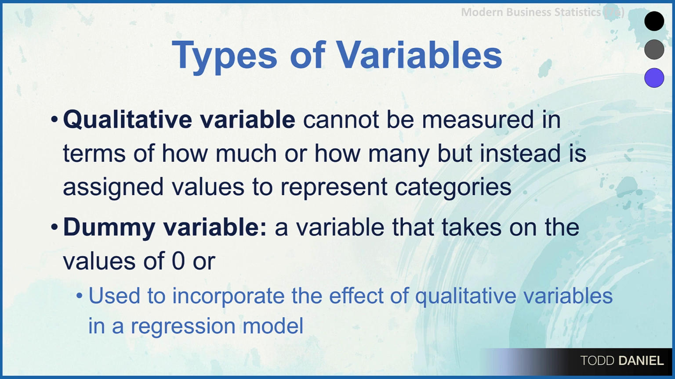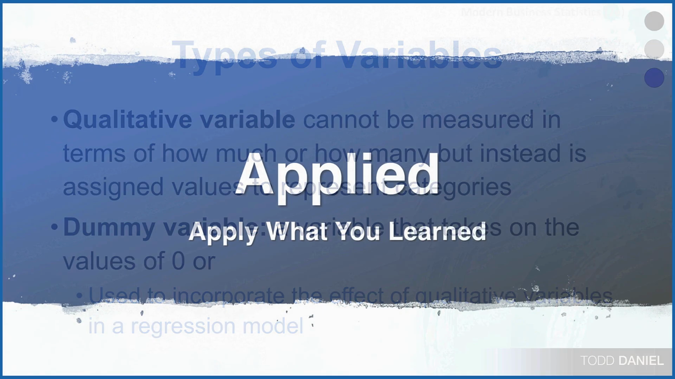And one way that qualitative variables are commonly used in a regression equation is to put them in the form of what we call dummy variables, a variable that takes on the values of 0 or 1. The 0 means not present, and the 1 means it is present. So we're creating a category that is just bifurcated to 0 and 1. This can be used to incorporate the effects of qualitative variables in a regression model. Very difficult to use qualitative variables that are categorical and ordinal. We'd like to get them down to just those two bifurcated variables.